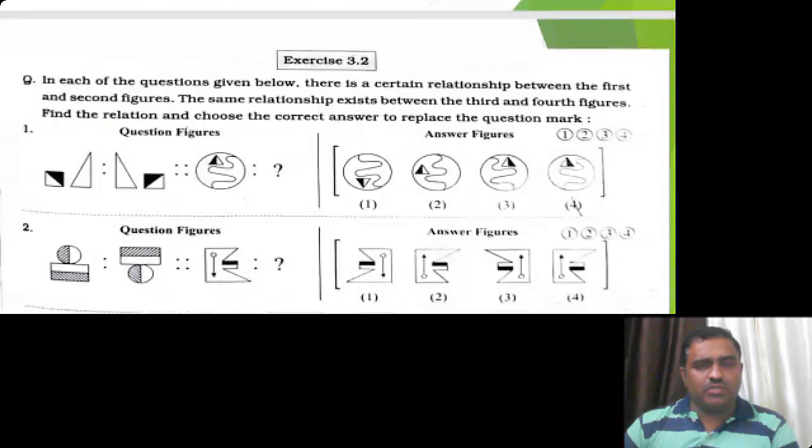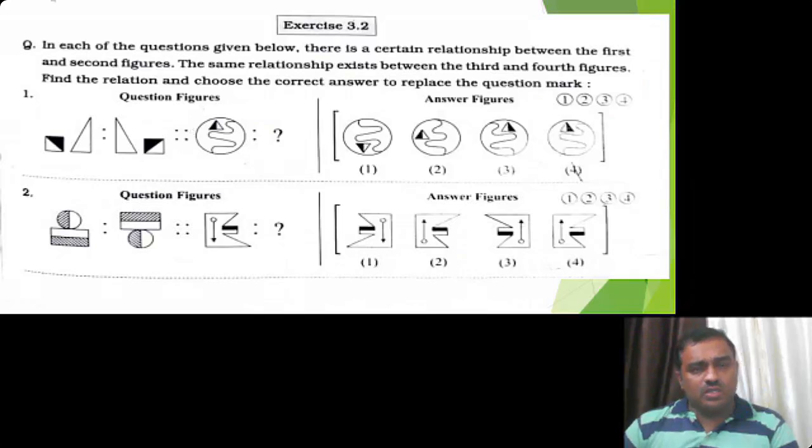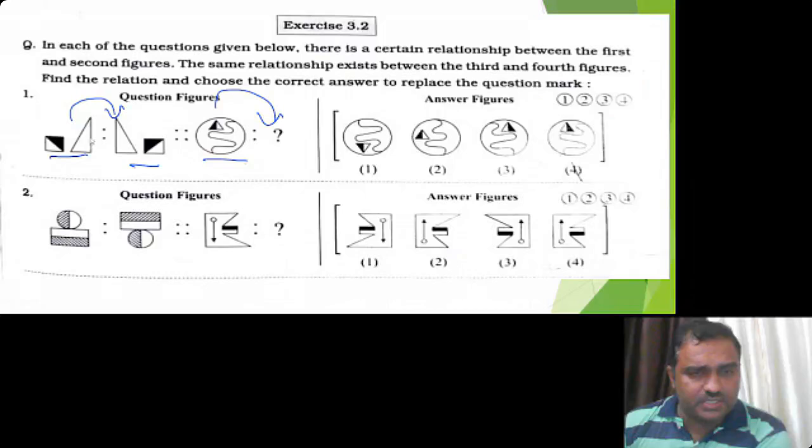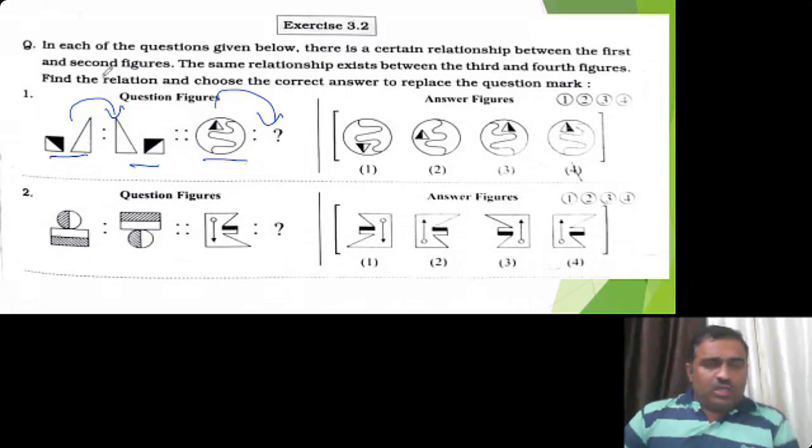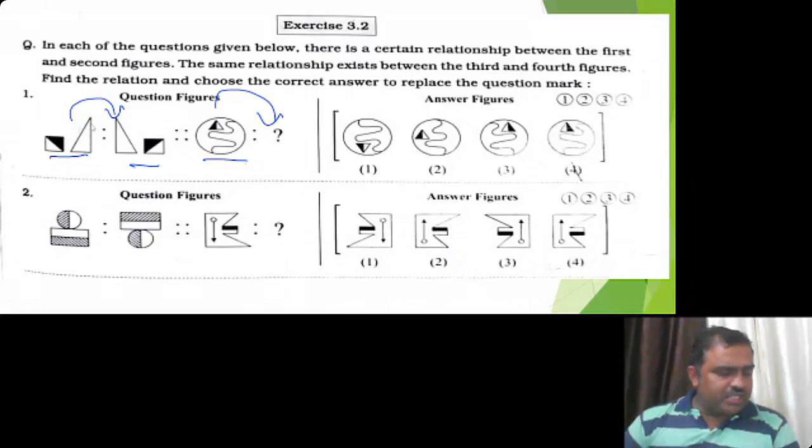Okay, I have directly taken question number 3. Question number 1 is here. Same question is there and it's easy. So you have to establish the relation between these two and you have to get the relation between these two. Option number and justify your answer.